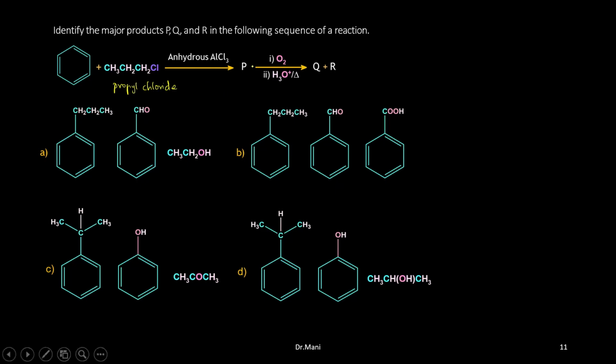So by this, you might have understood what will be P. So you need to find out Q and R. And you know what happens with oxygen and acidic treatment, oxidation and acidic treatment. You will be getting Q and R. So what are Q and R? Just now I told you, na. What are Q and R?